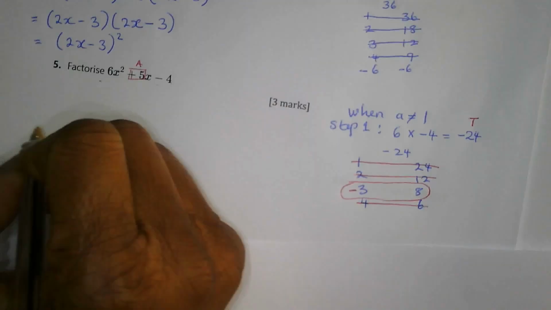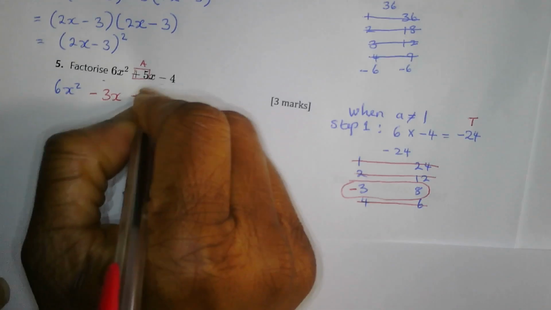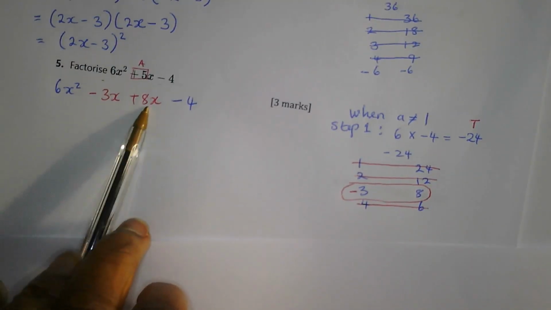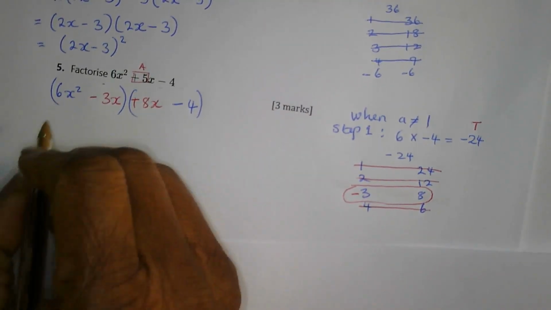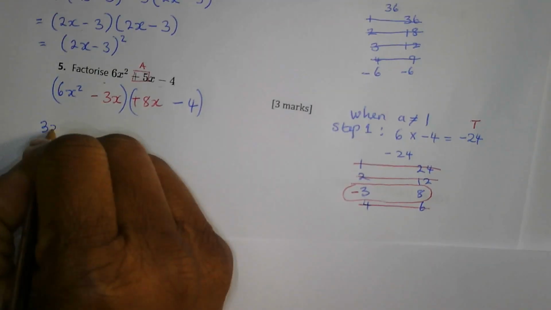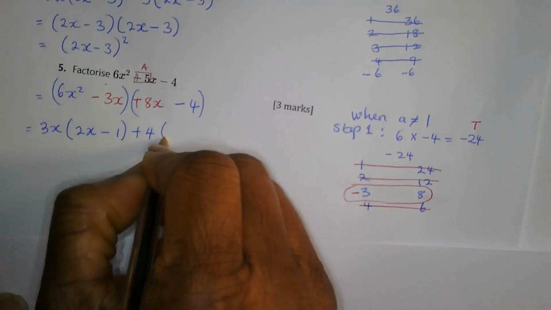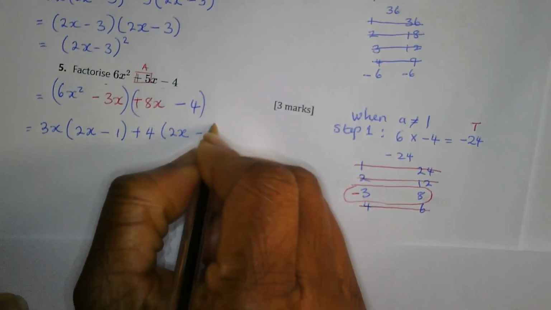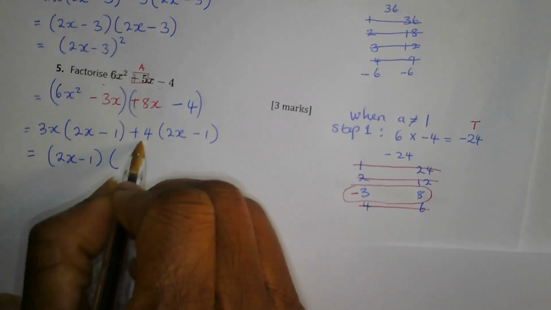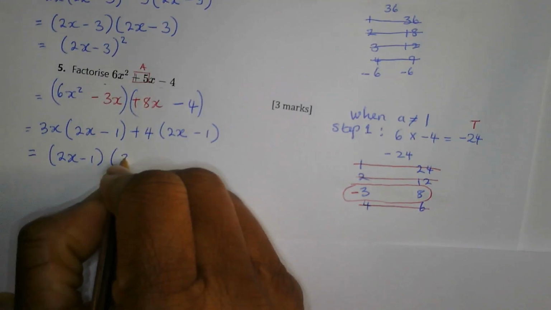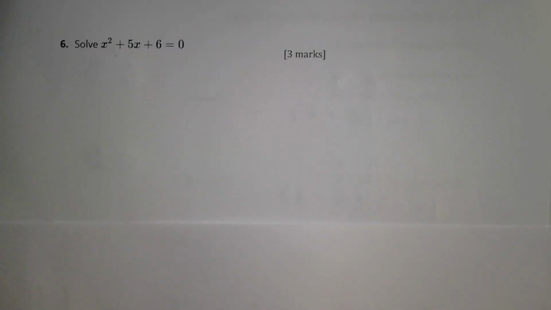Now, let's rewrite this expression as 6x squared minus 3x plus 8x minus 4. Minus 3x plus 8x is this positive 5x. And closing brackets, factorize each bracket. So we have 3x, open bracket 2x minus 1, plus 4, open bracket 2x minus 1. Take one of the brackets 2x minus 1 and then enclose the ones outside the bracket in a bracket, 3x plus 4. And that is it.